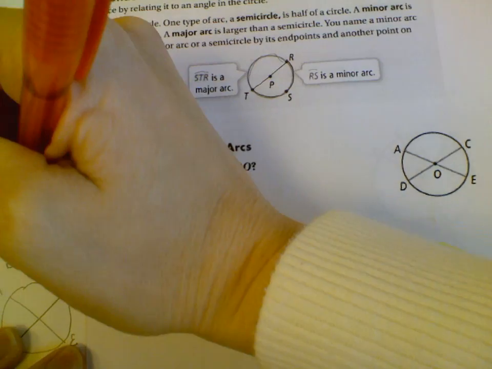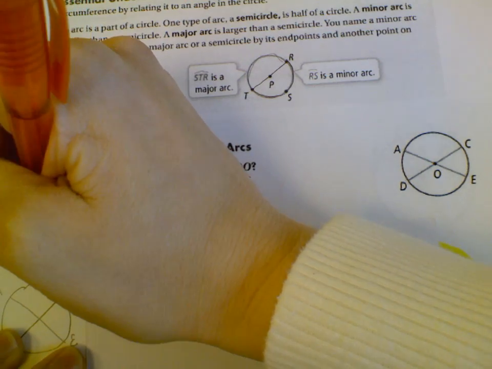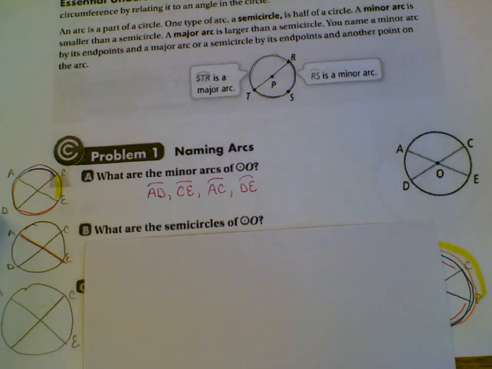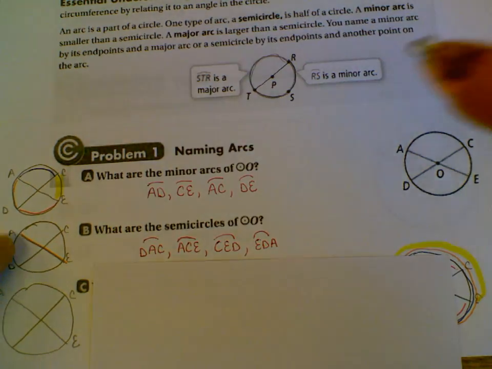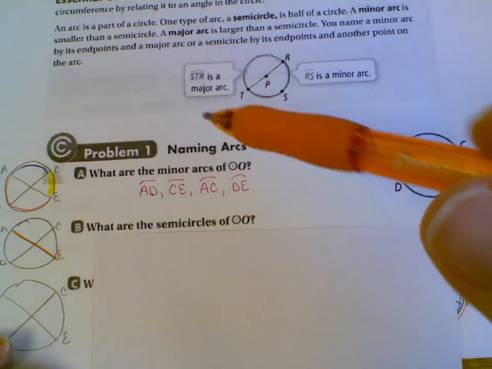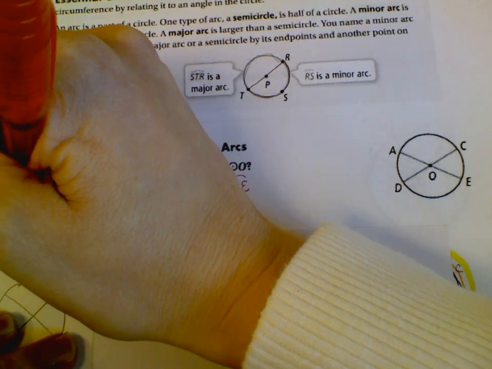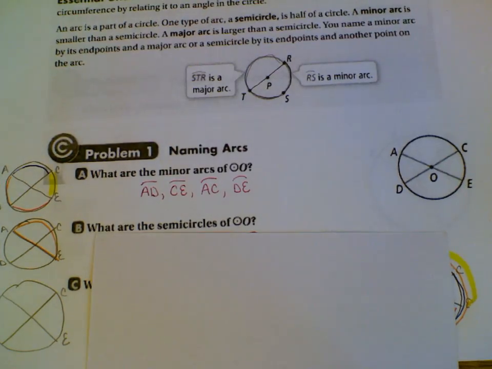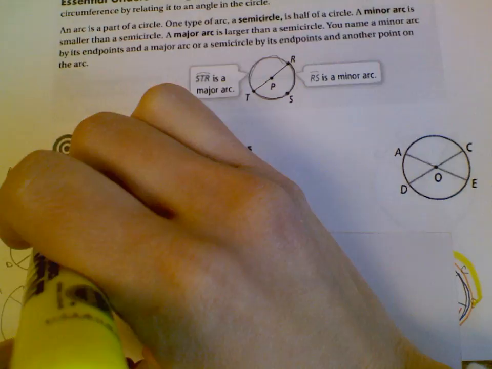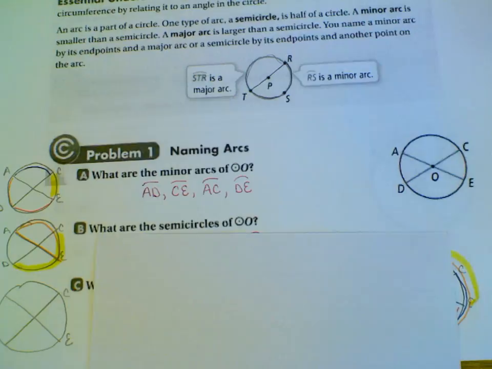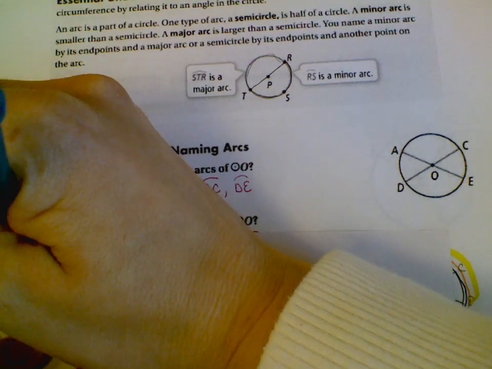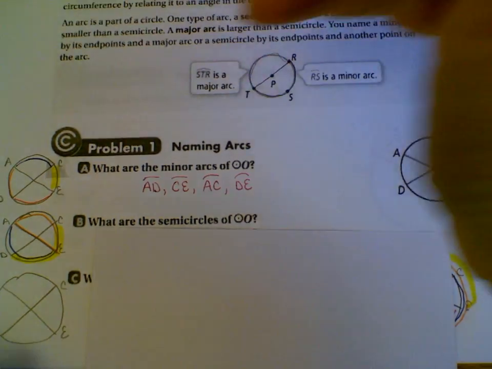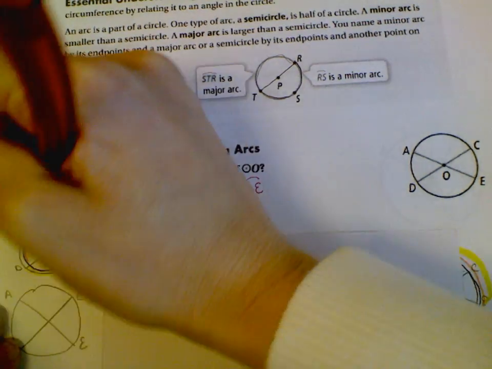So for example, a semicircle would be there. So arc ACE would be one of them. Sorry, I didn't draw that right. ACE would be one of them. Then I could do the next one, which would be CED. Then I could do the next one, which would be EDA. Then I could do the last one, which would be DAC.